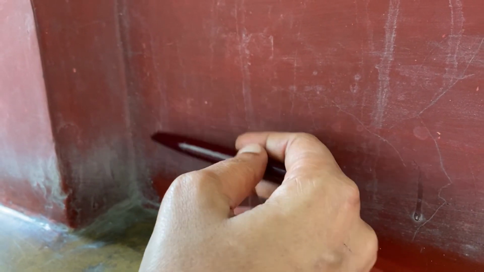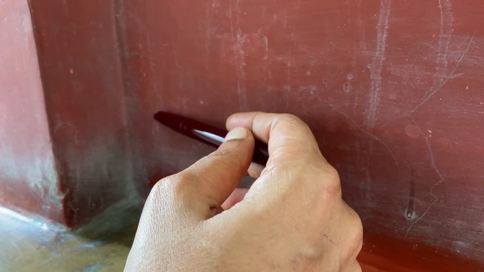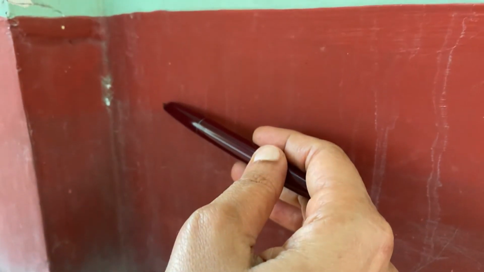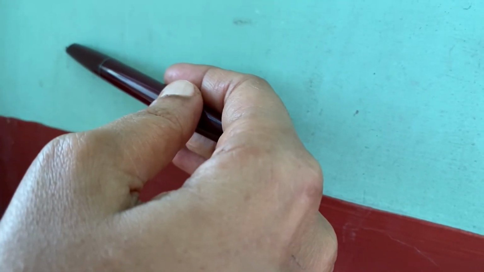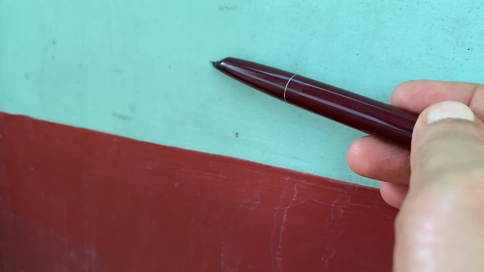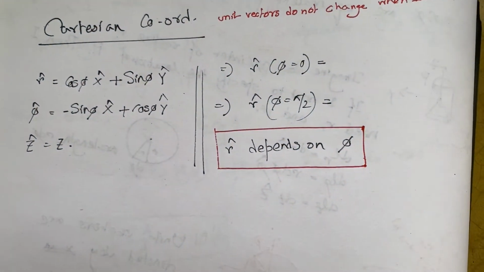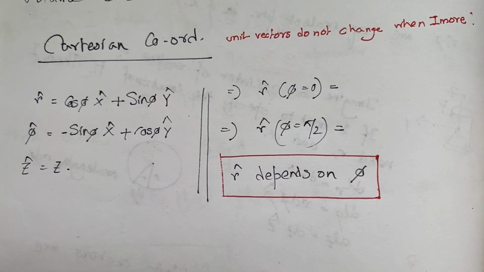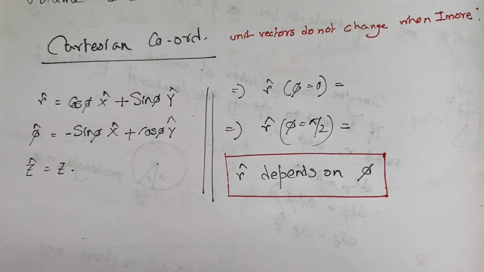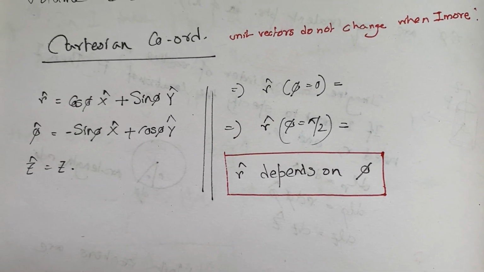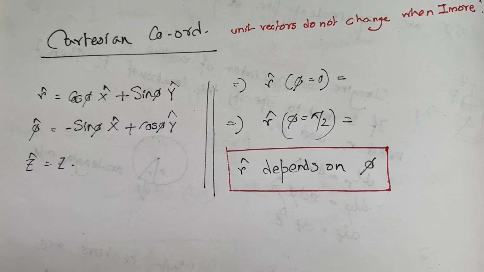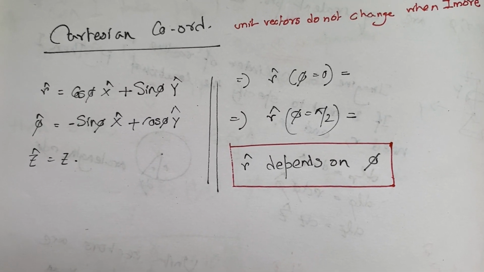Now if I change my angle from the origin and I reach here or maybe here, then this is still the direction of unit vector y and this is still the direction of unit vector x. This is a very important property of the Cartesian coordinate system. If I move to different points, unit vectors in the Cartesian coordinate system do not change. What will happen in the case of the cylindrical coordinate system?